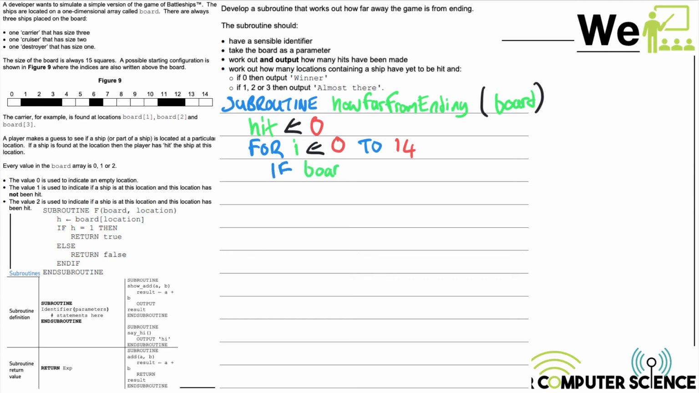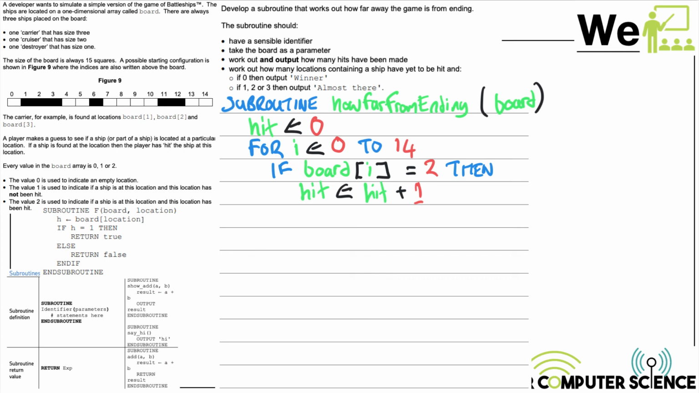As we're going along, we need to check the board and we need to say if board, and then to check an individual position in an array, we use square brackets. At position I, so first time around it'd be 0, then 1, then 2. If that is equal to 2, remember if it's a 2, it means it's been hit, then it should be recorded as a hit. So we should take hit becomes hit plus 1. So we've increased the amount of hits it's taken, and we've increased it by 1 every single time that's happened.